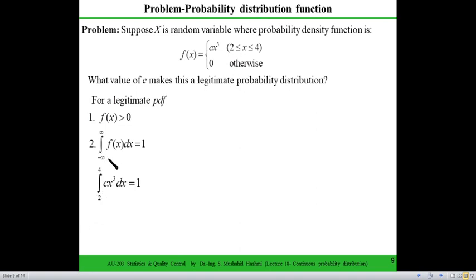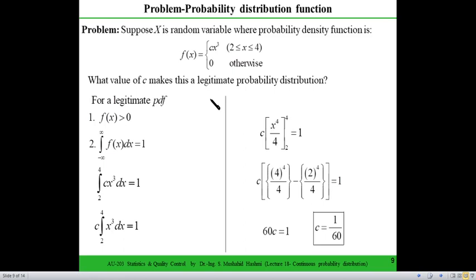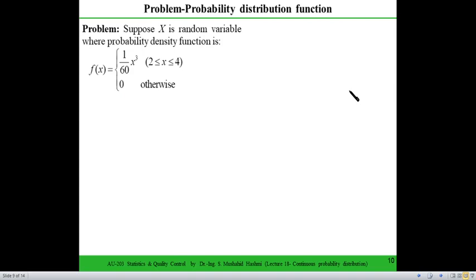and c x to the power of 3, and this area under the curve must be equal to unity for a legitimate PDF. Then the only unknown in this equation would be c, and we can easily calculate the value of c. So c comes out to be 1 upon 60. So if your function is 1 upon 60 times x cube, then in this limit it would be a valid probability density function.